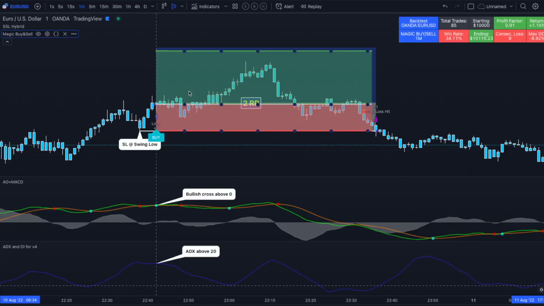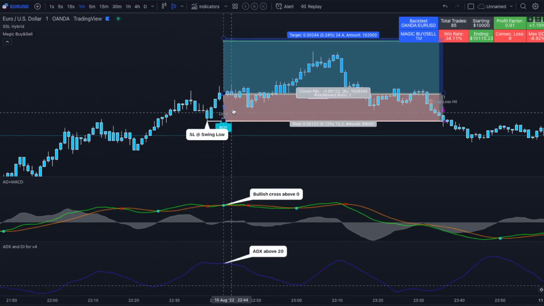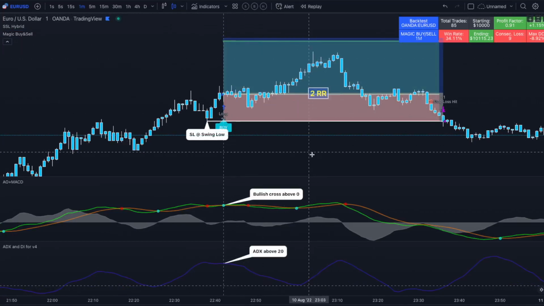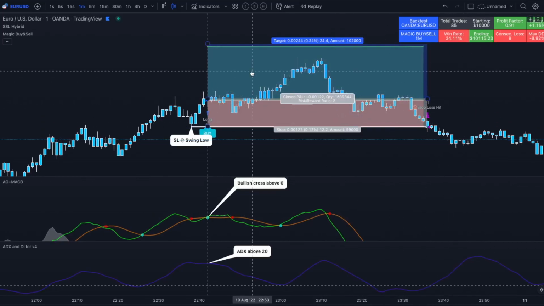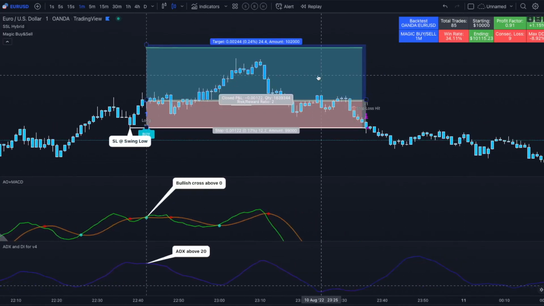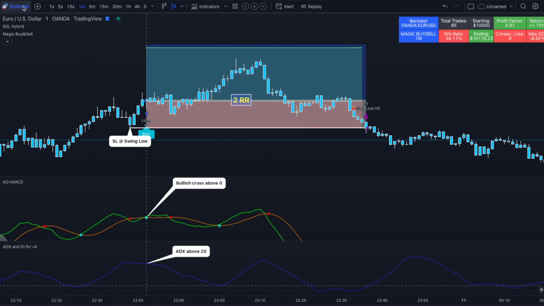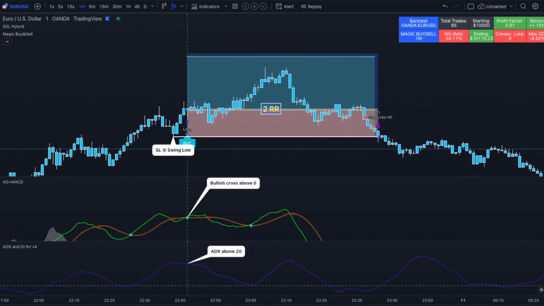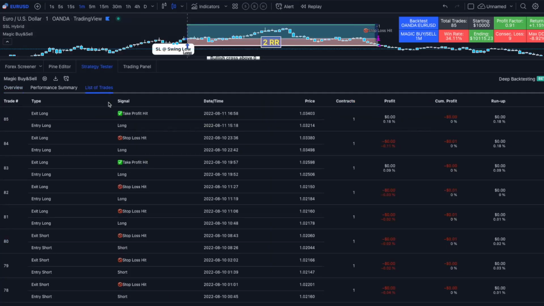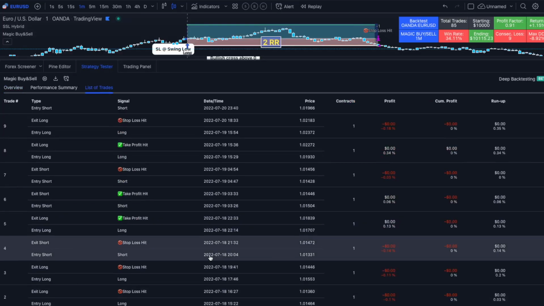Alright, let's check our example. So we took the entry and the stop loss and the take profit exactly where I have shown it in the example, so the strategy is working. And let's actually have a look at the backtesting results on a Euro/US dollar 1 minute chart. So all up over the past, let's open a strategy tester, open a list of trades.